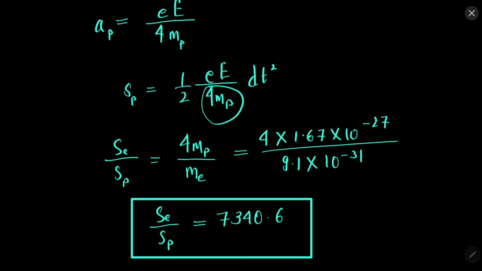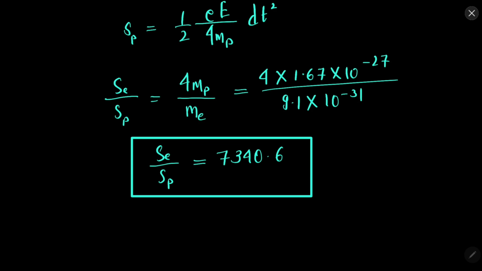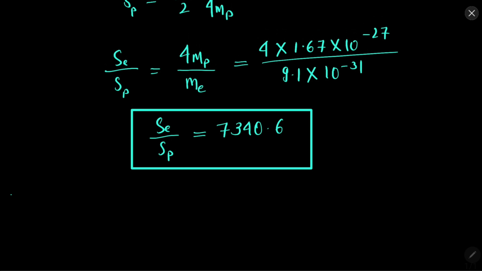Again, why did we put 4 here with mass of proton? Because in helium the nucleus consists of 2 protons and 2 neutrons. So the positive ion of helium consists of 2 protons, 2 neutrons. Therefore we are multiplying it with 4, 2 protons and 2 neutrons.